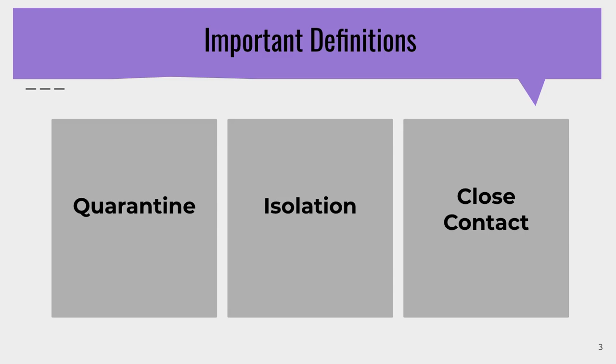Lastly, we have close contact. Close contact means being within 6 feet of someone with COVID-19 for a total of 15 minutes or more over a 24-hour period, or having exposure to the person's respiratory secretions, for example, being coughed on or sneezed on, sharing a drink or glass, or kissing. This definition was updated in mid-October 2020.